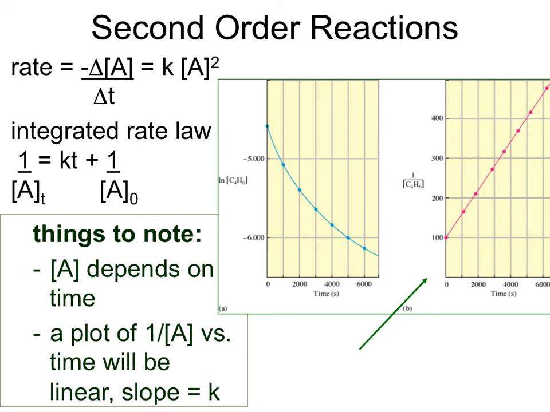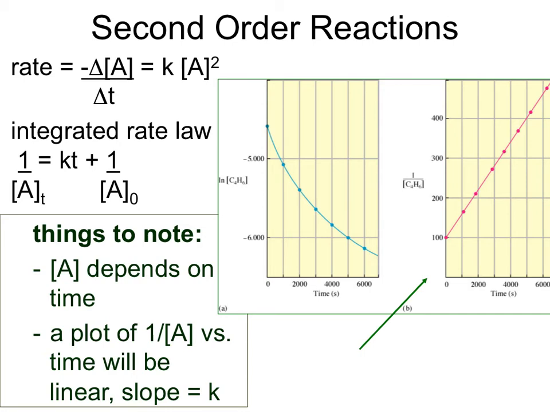Just like first order reactions, the concentration of your reactant is going to depend on the time progression. As time progresses, the concentration will change. Now if I want to check and see if a reaction is in fact second order, I'll take a plot of 1 over the concentration of my reactant versus time. And if I get a straight line with a positive k value, that's going to be indicative of a second order reaction.